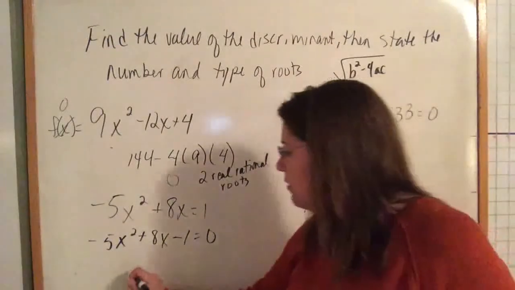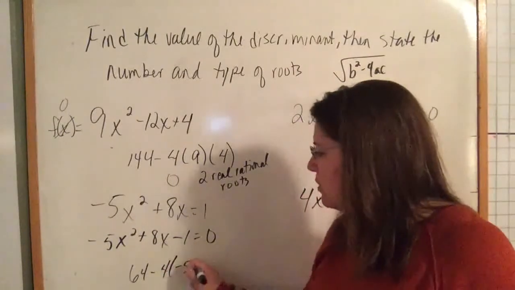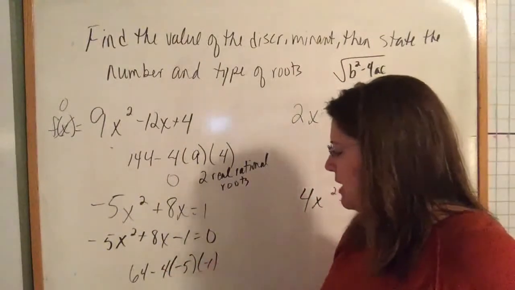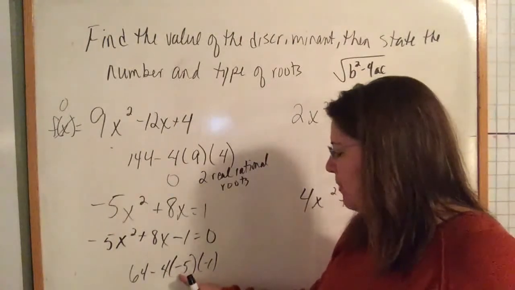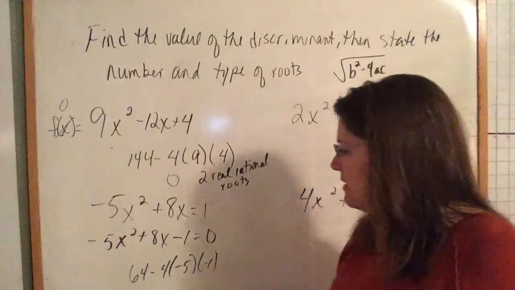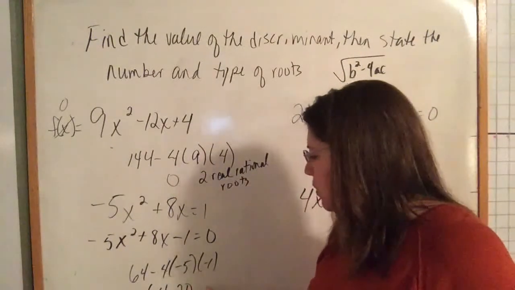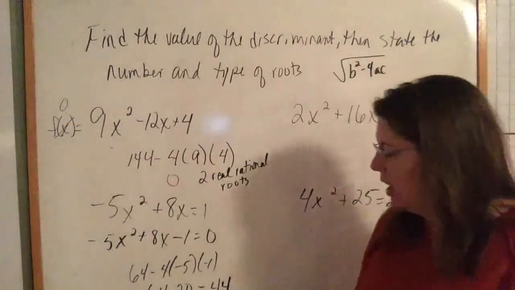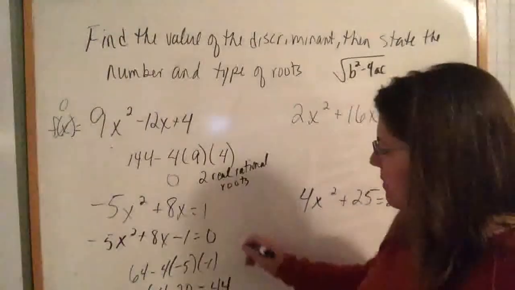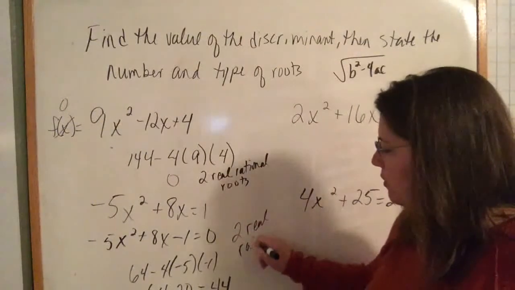So b squared is 64 minus 4 times a, which is -5, times c, which is -1. -4 times -5 is +20, times -1 is -20. So we have 64 minus 20, which is 44. So it's a positive number underneath the radical. So that means we're going to have 2 real rational roots.